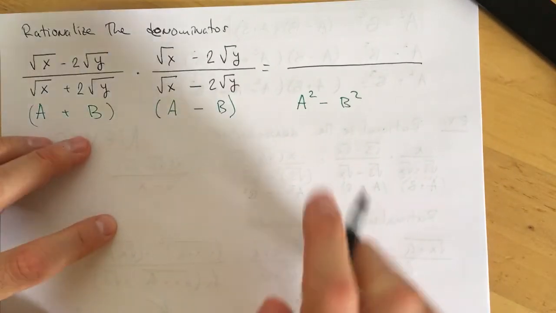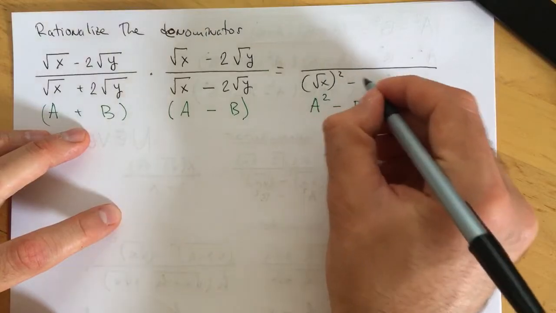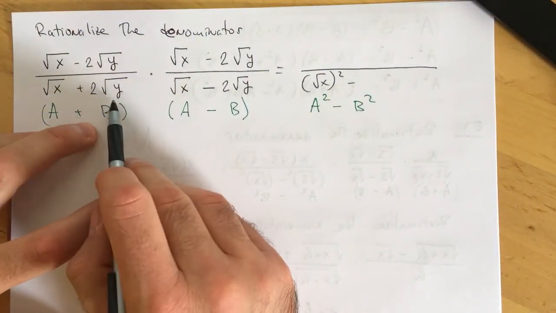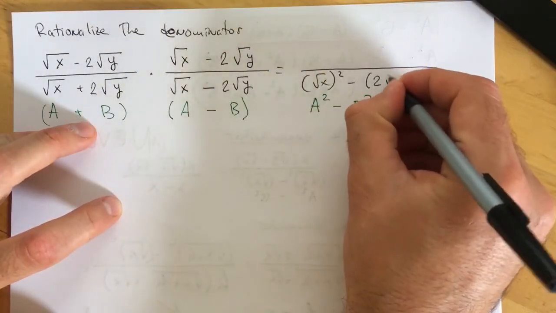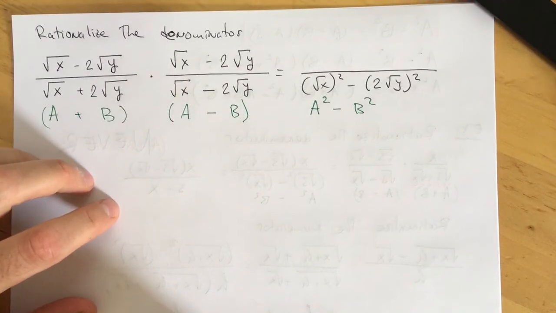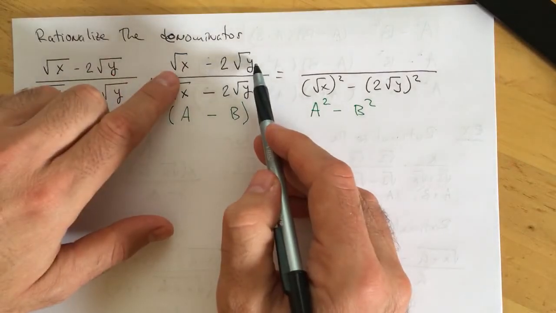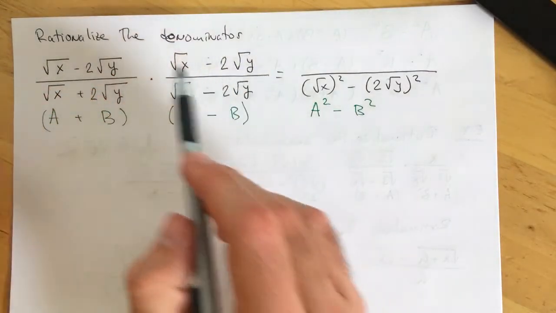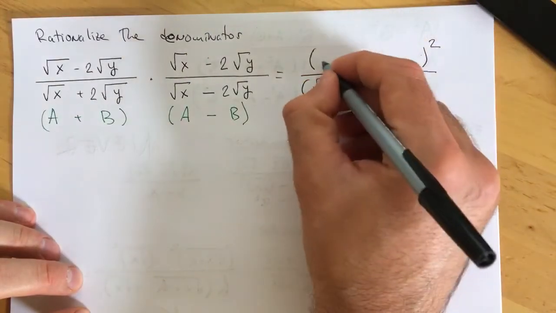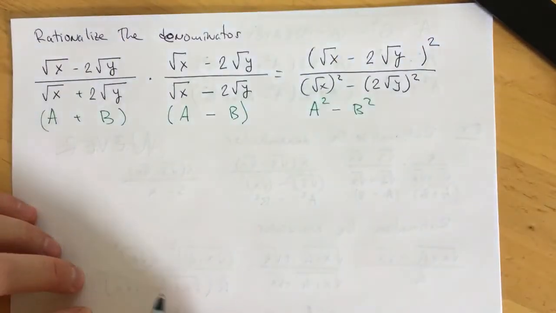okay, exactly what we needed, square root of x squared minus, be careful now, b is 2 times square root of y, so 2 times square root of y squared. But now look at the numerator. The numerator is the same expression multiplied by itself, right? So if you have a times a, that simply becomes a squared. So this is square root of x minus 2 times square root of y.